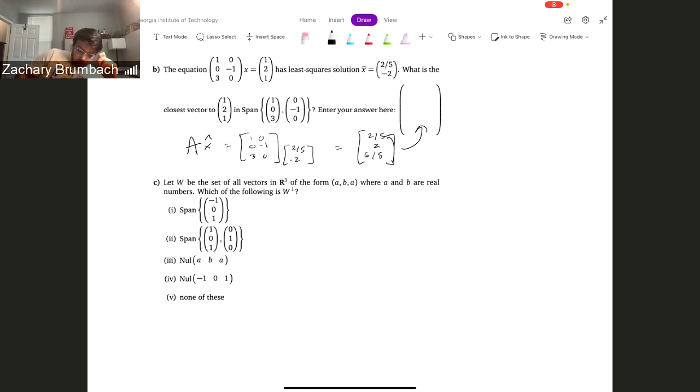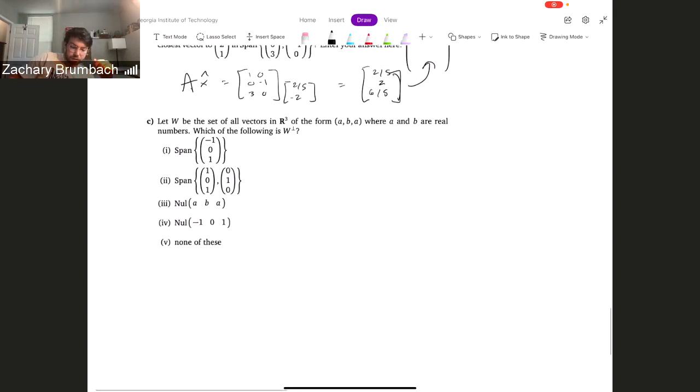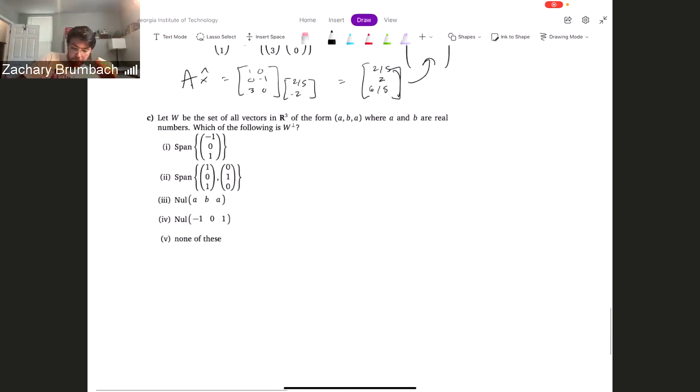Cool. All right. So looking at C, let W be the set of all vectors in R3 in the form ABA, where A and B are real numbers. Which of the following is W perp? A few ways to do this. First of all, I would do dot product stuff just to see, that kind of gives us an easy thing, right? The 6, 5 just came from me multiplying out stuff in the last question. So the way to check span is if it's orthogonal to a span, it's orthogonal to anything in the span. So we can just check -1, 0, 1 dotted with A, B, A. And we're going to get -A plus 0 plus A, and that is clearly equal to 0. So that is true.